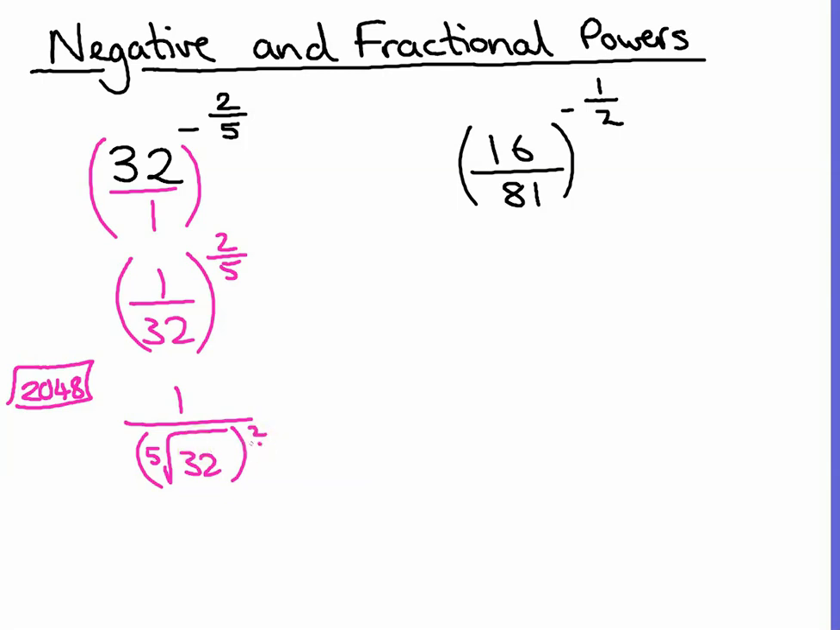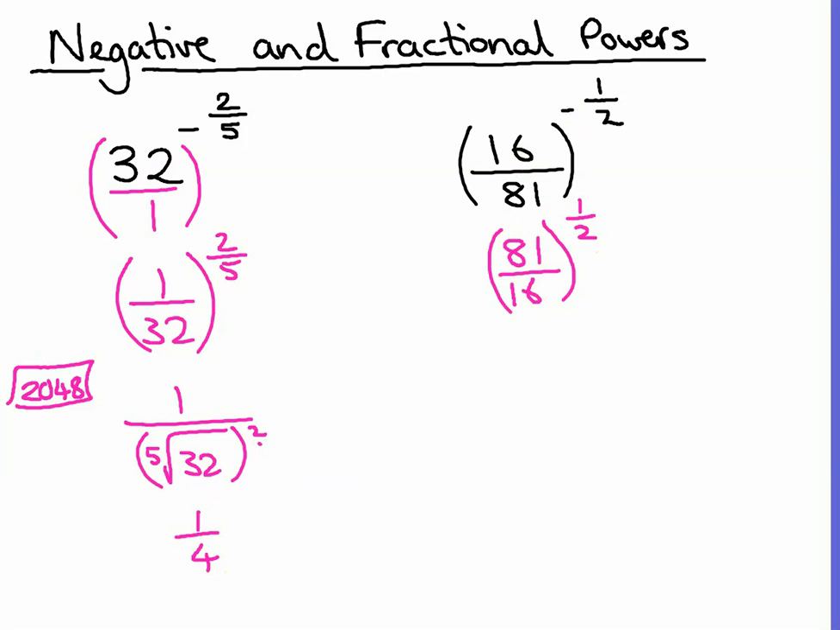So it's 2 squared, which is 4, so it's 1 over 4. Again, we've got a negative, and in this instance, I think it's easier because you don't forget to reciprocate it, because it's a fraction. It's definitely easier to reciprocate this one than this one.